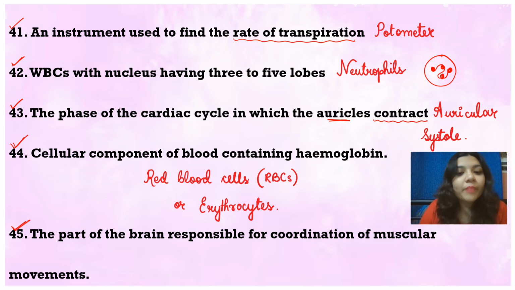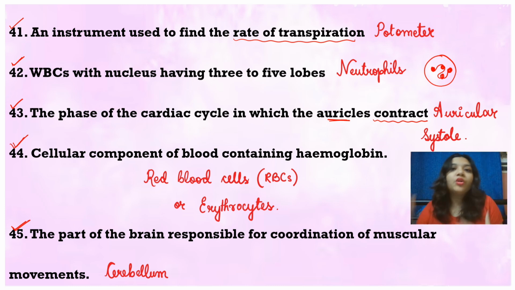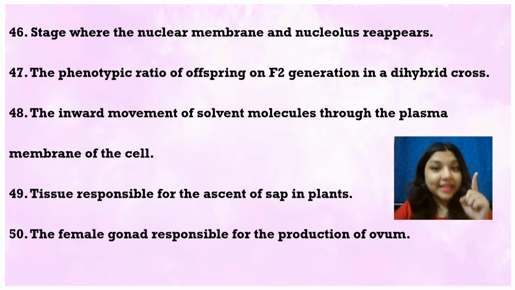Then, the part of the brain responsible for coordination of muscular movements. It is the cerebellum. Due to this reason, a drunkard walks clumsily because alcohol goes and affects the cerebellum. So hence a drunkard is unable to coordinate between the muscular movements of his body. So he walks very clumsily. He cannot walk properly with straight steps. The next set of questions are on the screen.